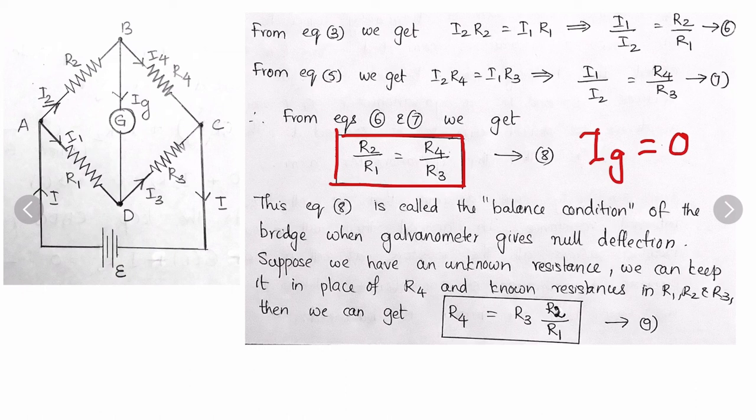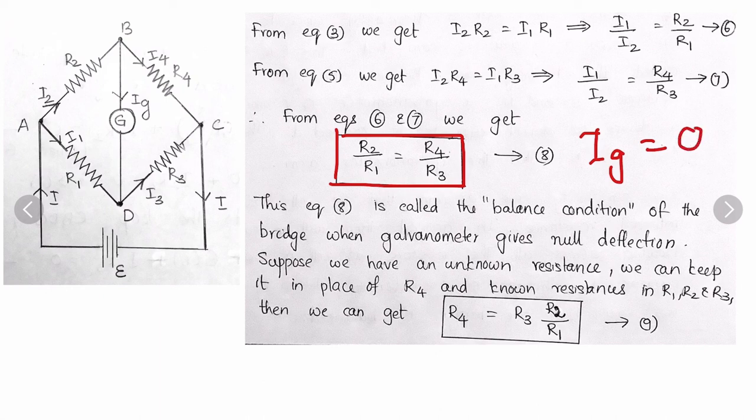This bridge can also be used to find an unknown resistance. Suppose you know the value of three resistors, R1, R2, R3, but you don't know R4. We know the balancing condition for the Wheatstone Bridge, that is, current through the galvanometer is 0, then R2 by R1 is equal to R4 by R3.